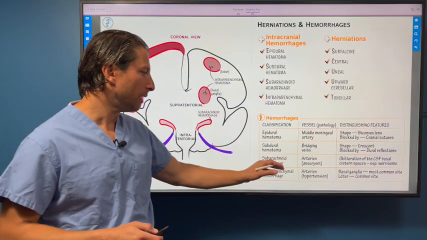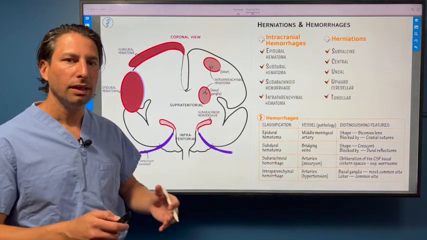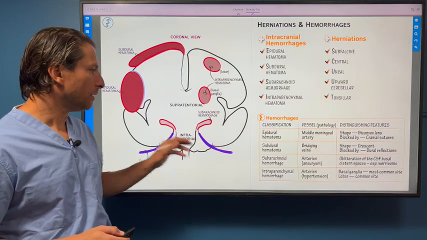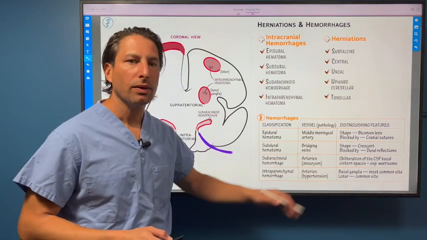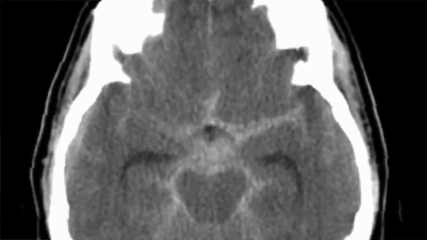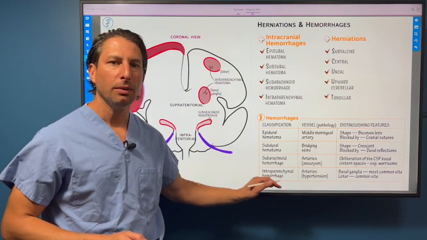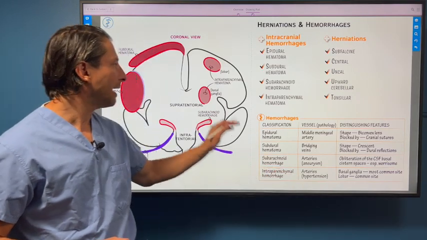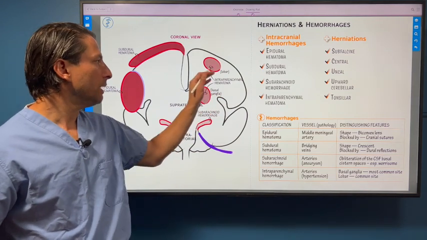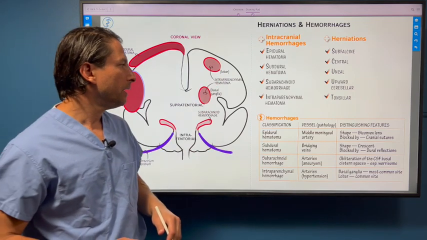And then subarachnoid hemorrhage. We saw previously that star-shaped basilar cistern hemorrhage there, and we show subarachnoid hemorrhage. And here, we always think about arterial aneurysm if there isn't a trauma as a potential cause of subarachnoid hemorrhage. Finally, intraparenchymal hemorrhage or hematoma, most commonly related to hypertension, most commonly in this basal ganglia region. Also, another common location is in the cerebral lobes themselves.